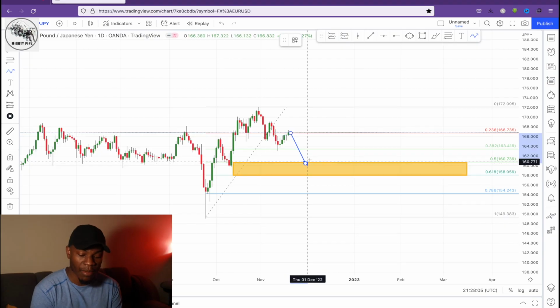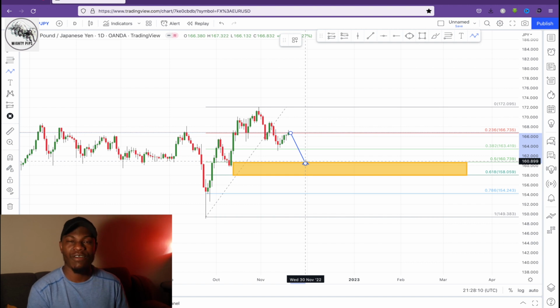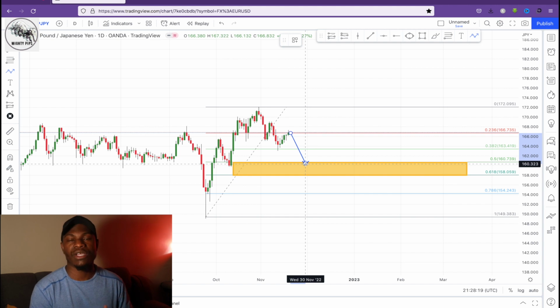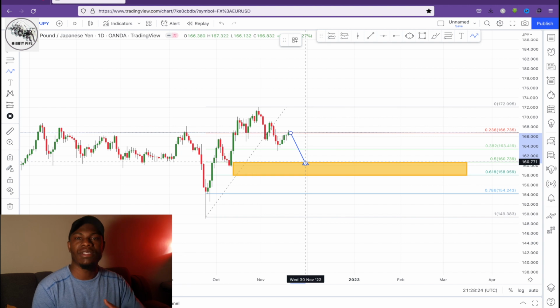These confirmation candlestick patterns could be a bullish engulfing, a bearish engulfing, 3 white soldiers, 3 black crows, evening star formation, or a morning star formation. So when you see the market at this area, what you want to look for is a bullish engulfing candle for you to jump into the market to go upwards. Don't just enter because it has reached the golden zone. Wait for a candlestick formation that confirms the bullish move.